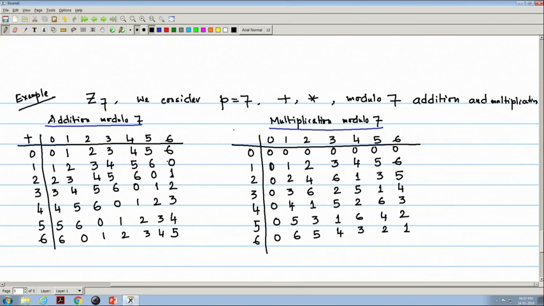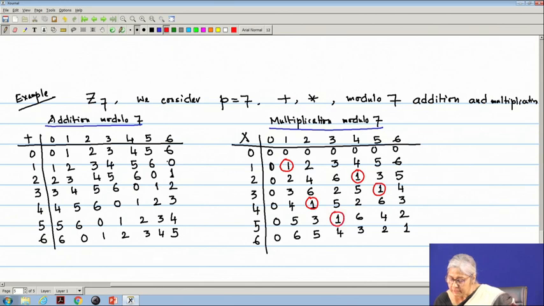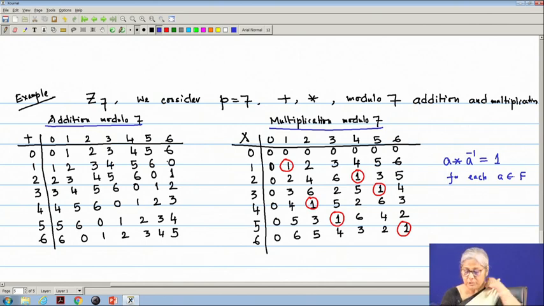Now, we observe some things. First thing is, except 0, we are getting the multiplicative identity 1 for each element, since the multiplicative identity is 1. So we are getting a inverse for all a belonging to Z7. For each element of Z7 other than 0, the multiplicative inverse exists.